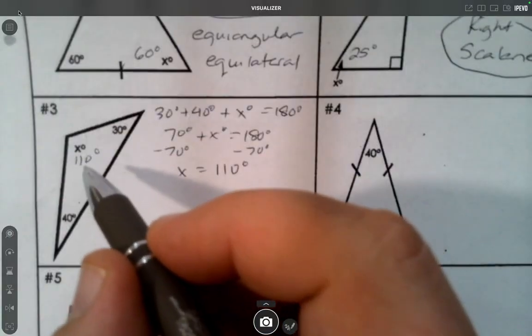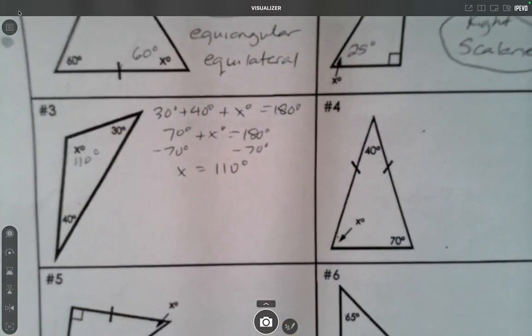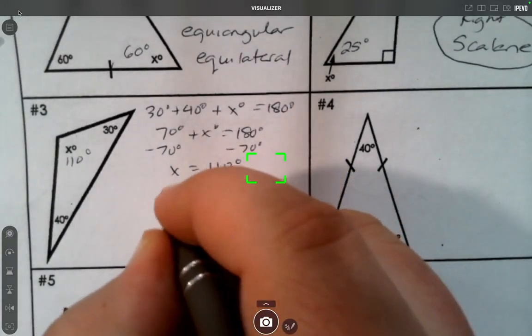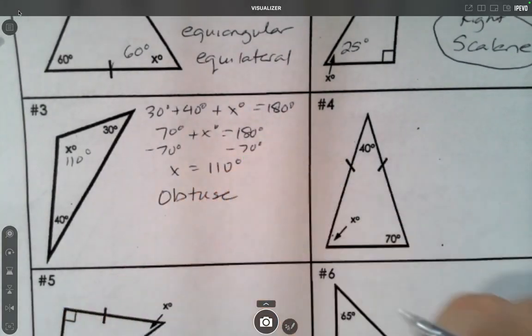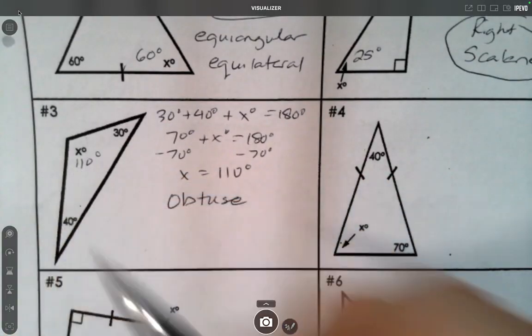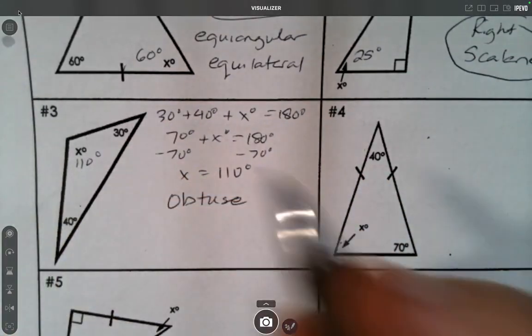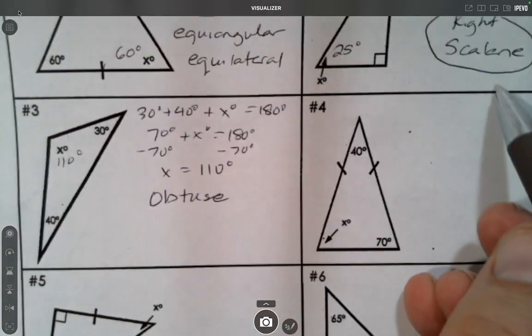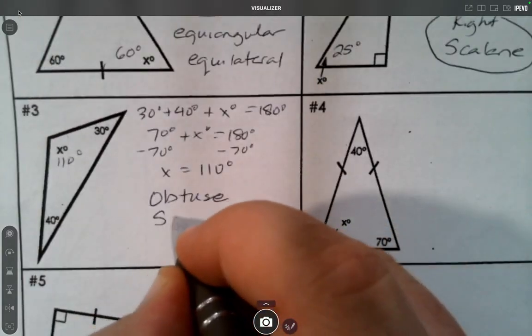110, that's greater than 90. So that means that if I'm defining this based on its angle, I would have to say it's obtuse because we have one angle that's greater than 90 degrees. And there's no tick marks, so none of the sides are congruent. So just like this previous one, we'd have to say it's scalene.